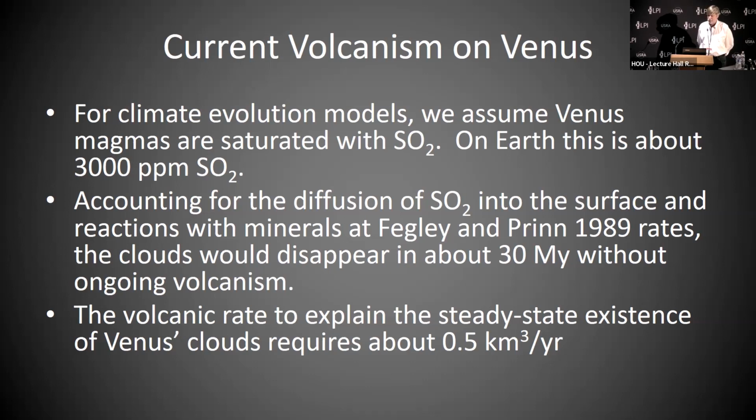When we account for the diffusion of SO2 into the surface, as well as the kinetics from the experiments, David and I figured in our 2001 paper that if volcanism were to cease, the clouds would disappear in about 30 million years. This is in contrast to the 2 million year number that Fegley and Prinn cited, but we considered the diffusion of SO2 into the surface to fresh reaction surfaces. And of course, active volcanism produces fresh reaction surfaces. The volcanic rate needed to explain the steady state existence of Venus's clouds is about half a cubic kilometer per year. I think this is really interesting in light of Jim Head's very interesting talk.